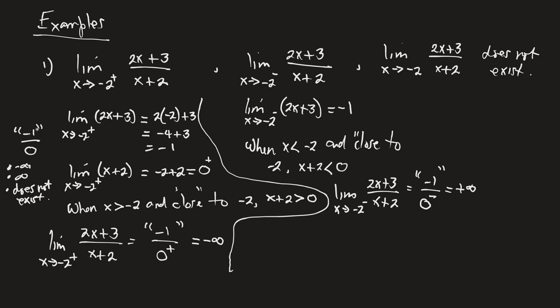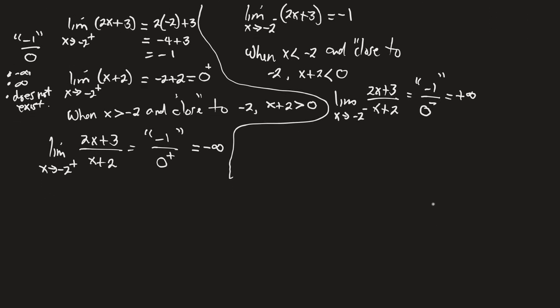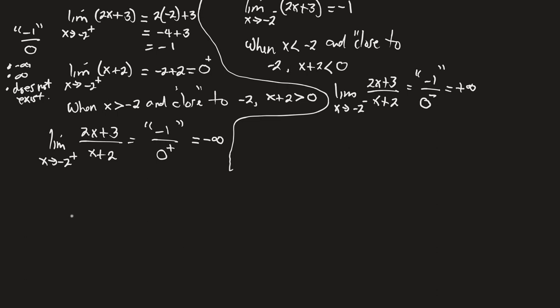You have a non-zero number divided by 0. You have to decide, is it 0 plus, positive numbers approaching 0, or is it 0 minus, where you have negative numbers approaching 0? All right, let's do another example with something like this.